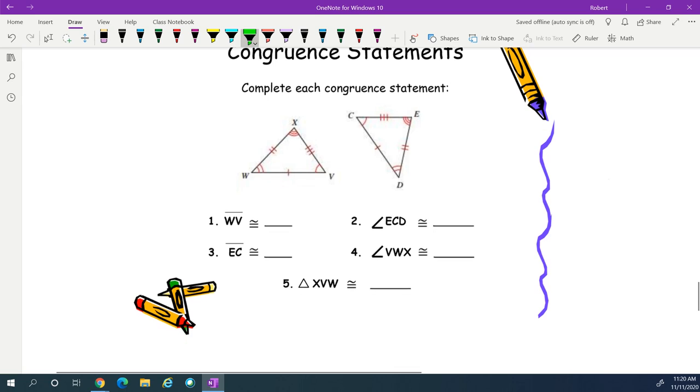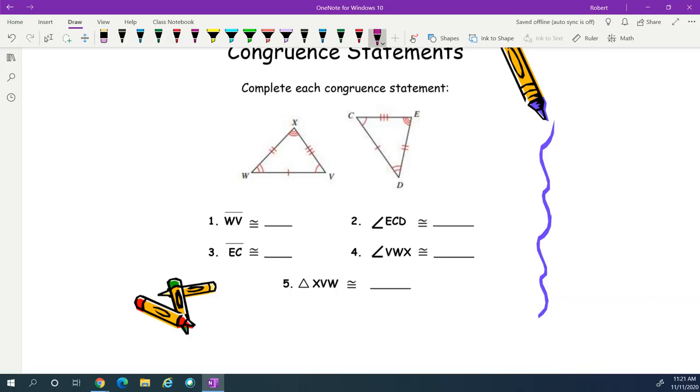So let's try to fill in a few here. They started it off, which means we have to match it in our second when we fill in the blank here. So let's see what they're doing for us. In number 1, WV. Well, first of all, look at the triangles. These are already labeled 1, 2, and 3.